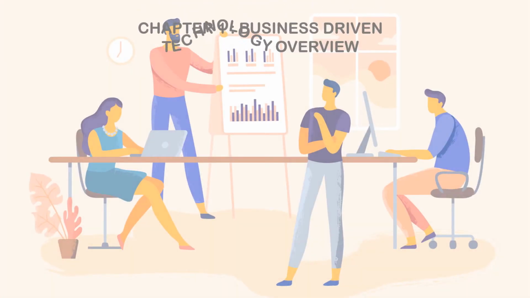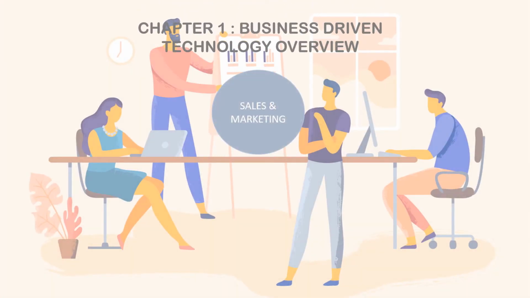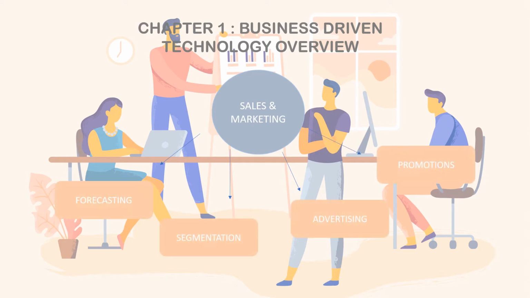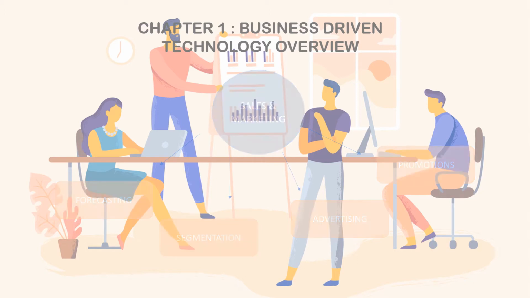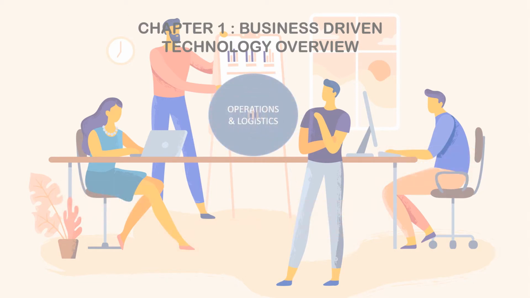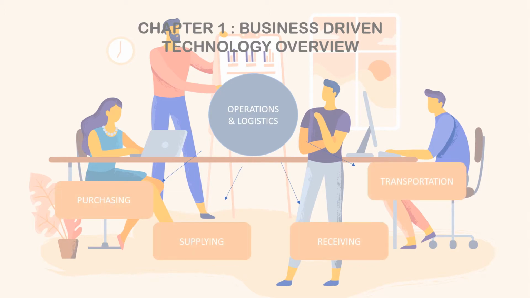So in this first slide, I will cover Chapter 1, Business-Driven Technology Overview. As you can see, there are sales and marketing. Here there are four sections: forecasting, segmentation, advertising, and promotions. Now we go to operations and logistics. In operations and logistics, they have four sections: purchasing, supplying, receiving, and transportation.